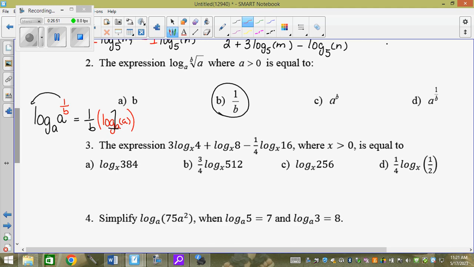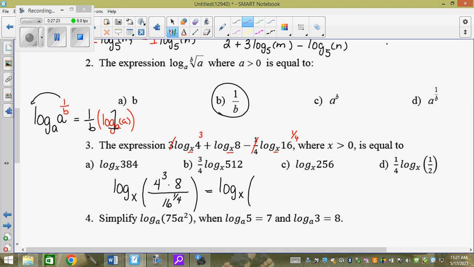This one they all have base x, base x, base x. So I raise this to the 3. I don't do anything to that one. I raise this to the quarter. And I get log base x. 4/3 goes in the numerator because it has a plus 1 in front. 8 goes to the numerator and gets multiplied because there's a plus 1 in front. 16 to the quarter goes in the denominator, because it has a minus 1 in front. So I'm going to get log base x, 64 times 8.